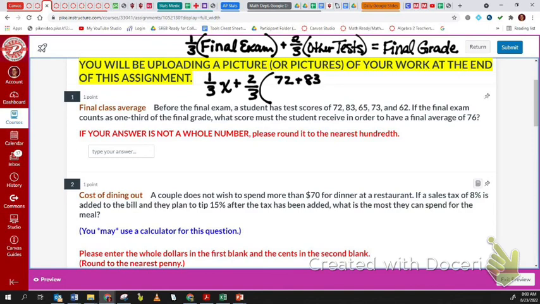72 plus 83 plus 65 plus 73 plus 62 over 5. We know what we want the final grade to come out to be. We want it to be a 76. So far, so good? So that X right there is going to mean my final exam score, and then it will only have the weight of 1/3 of the course grade.